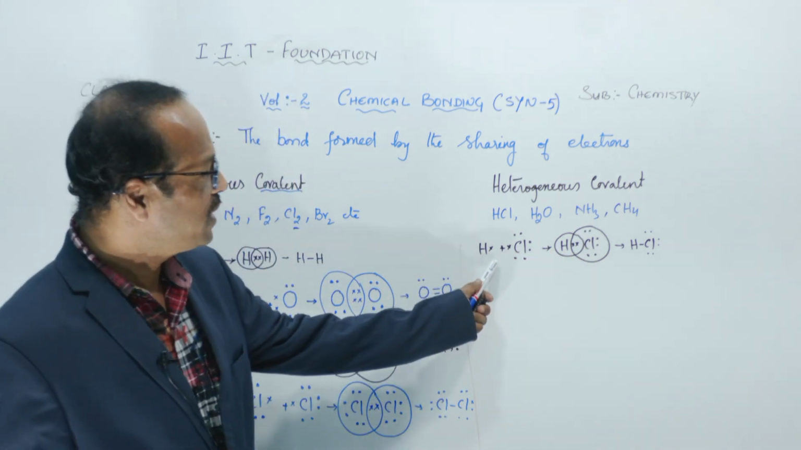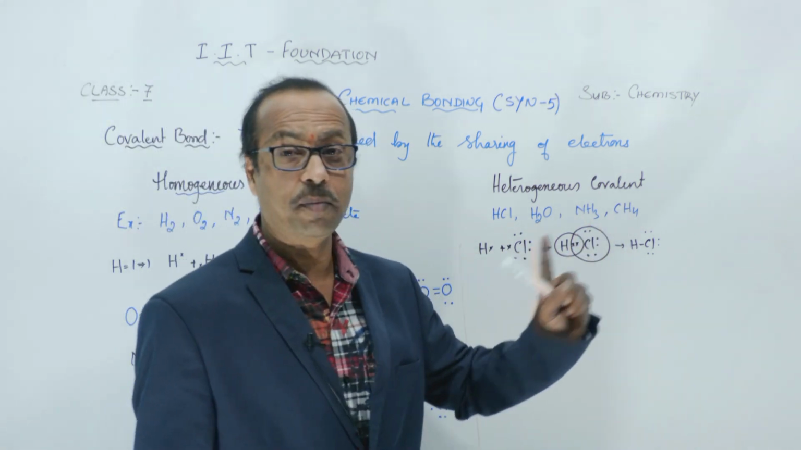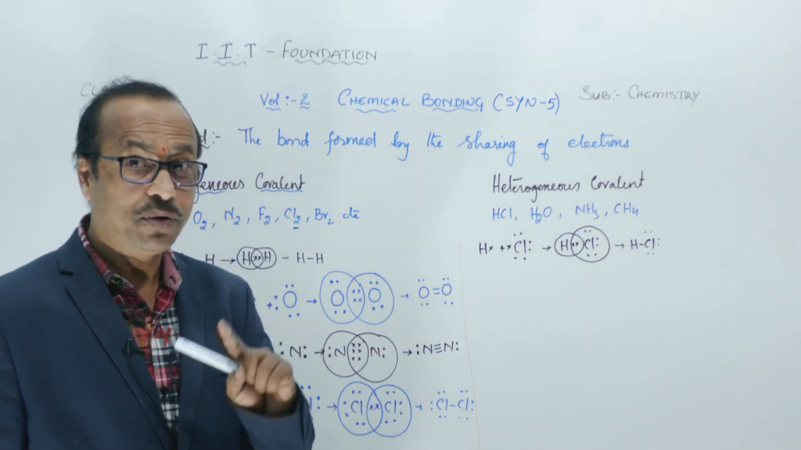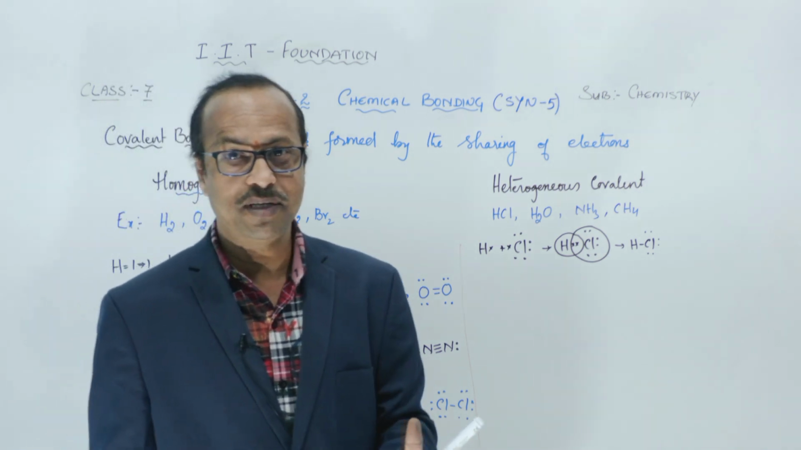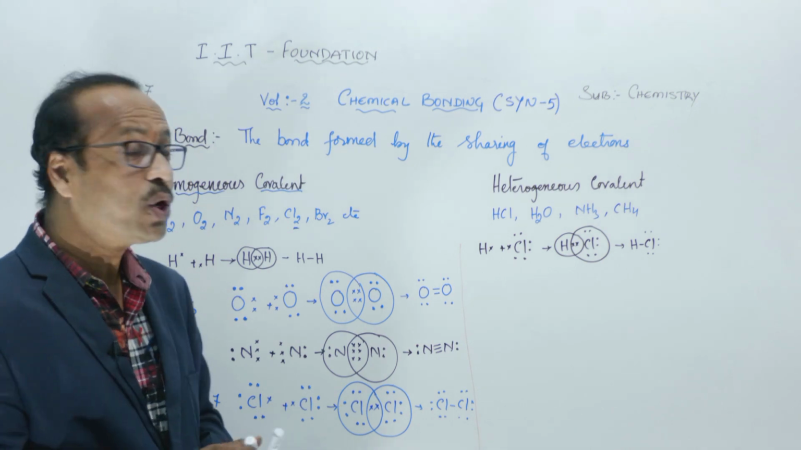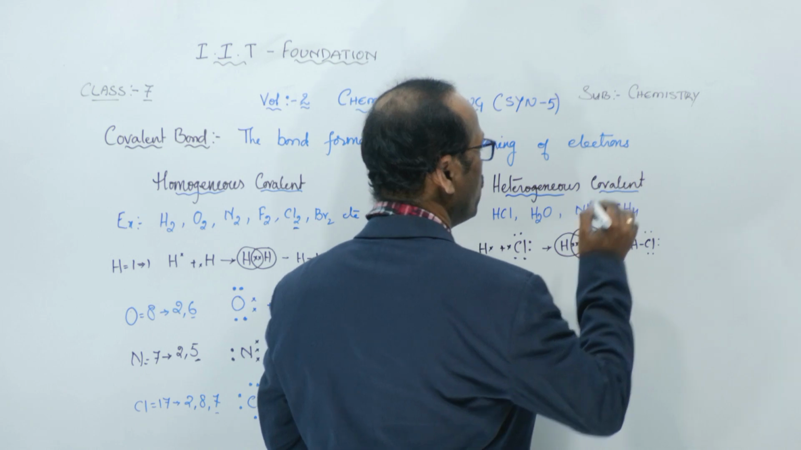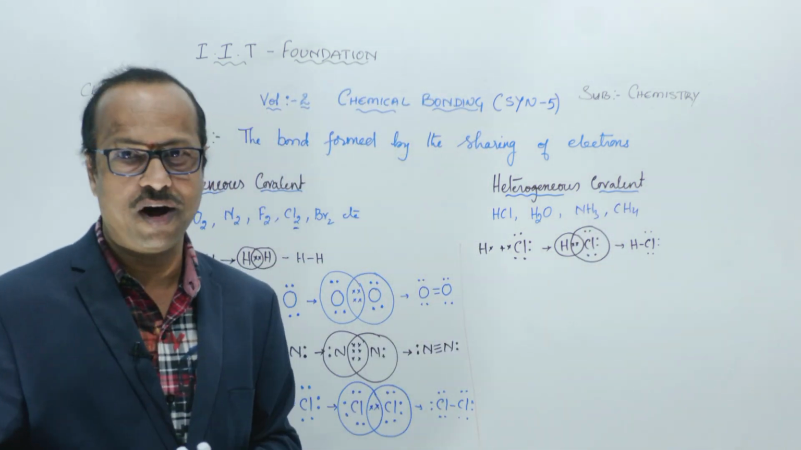Hydrogen is providing 1 electron, chlorine is providing 1 electron, and the 2 electrons are shared. The covalent bond is forming between hydrogen and chlorine, 2 different elements or different atoms. So hence this bond is called the heterogeneous covalent bond. What is it called? Heterogeneous covalent bond. Right?